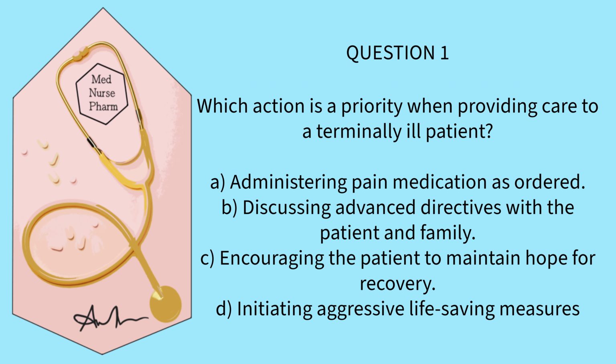Question 1. Which action is a priority when providing care to a terminally ill patient? A. Administer pain medication as ordered. B. Discuss advanced directives with the patient and family. C. Encourage the patient to maintain hope for recovery. D. Initiate aggressive life saving measures. Pause the video and select your answer.